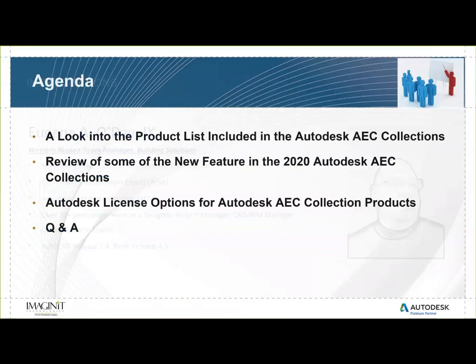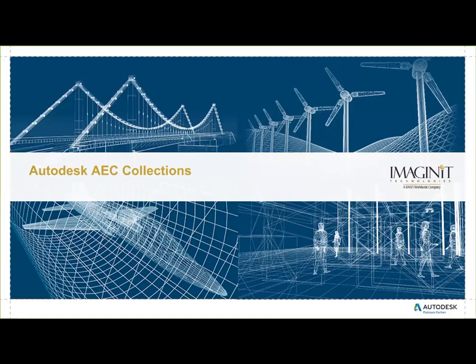So our agenda today, I did some little massaging of the bullet points that you all logged into, just to make it a little bit more user-friendly, if you will. We're going to be looking at, first off, a product list of all the products that are included in the Autodesk AEC collections, just to give you an idea of what the breadth of that is. And then we'll get into some review of the new features for 2020 of those products. We'll get into the licensing at the very end for the products, and then we'll open it up for some Q&A.